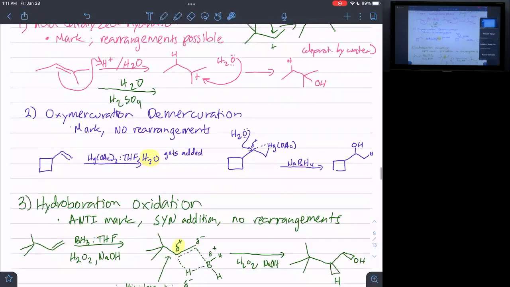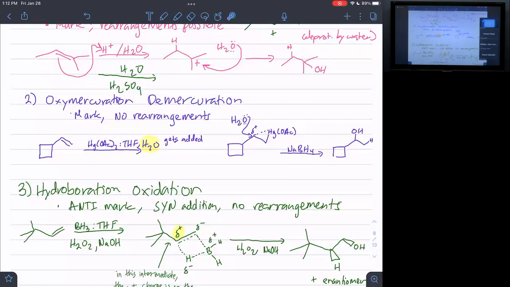But next we have oxymercuration-demercuration. For this one, it's going to be Markovnikov, and there are no rearrangements. There is a transition state, which is where we see the Markovnikov carbocation and hydrogen arrangement, but it's not actually an intermediate step. So we don't get a full molecule that has a carbocation. We just get this kind of weird partial bond thing.